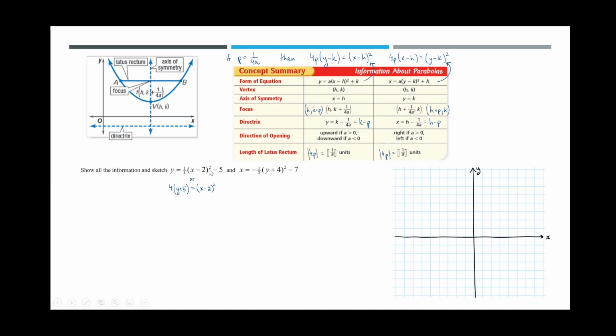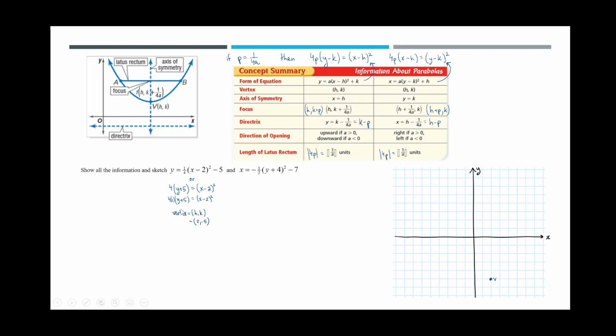So if you prefer this top equation, then you're thinking that a is a quarter. And if you have this version, then you're thinking that this 4p over here matches to 4 here. That means that p is actually going to be 1. So here it is, I'm showing you over here. So it's 4 times 1 would be the 4 and p. So p would be 1.